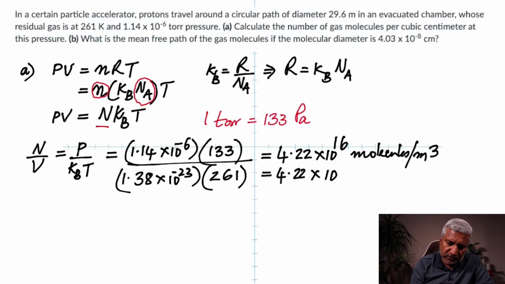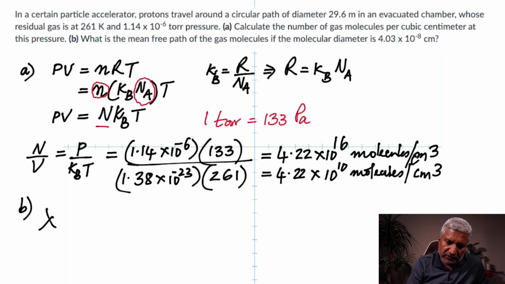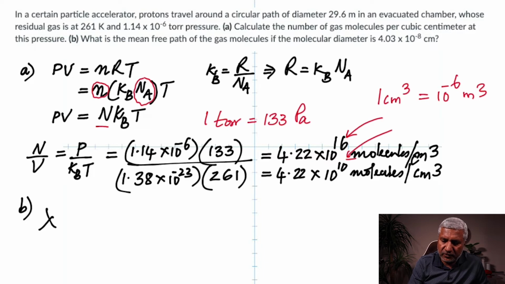Oh, wait. No, wait. That's a mistake. That was per centimeter cube. And then to change it into meter cube, I have to multiply with 10 to the negative 6. That's why the 10 to the 16 changed to 10 to the 10. Hold on, I think I'll write it there. 1 centimeter cube is 10 to the negative 6 meter cube. That's why the 10 to the 16 became 10 to the 10 when we went from centimeter cube to meter cube, okay.